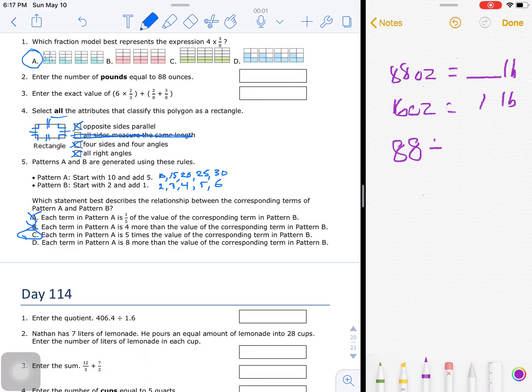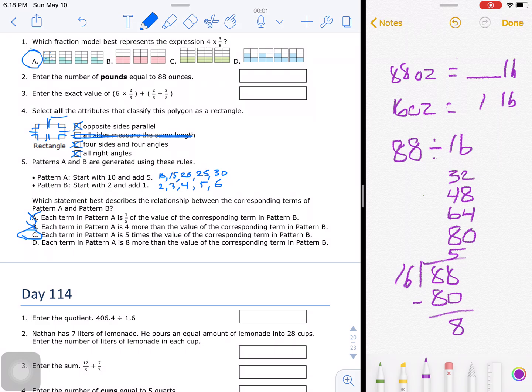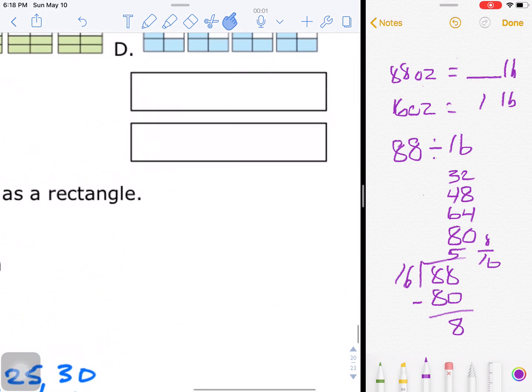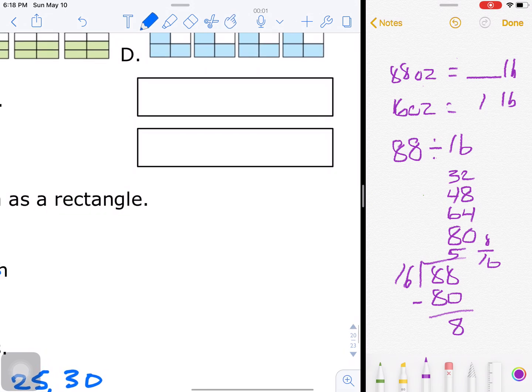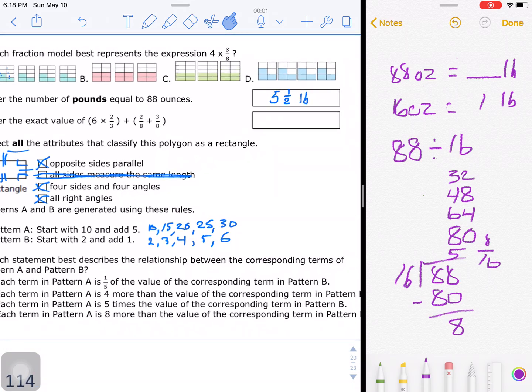88 divided by 16. Okay, so how many 16s go into 88? Well, let's count by 16s. 32, 48, 64, 80, and 96. That'd be too high. So how many 16s go into 88? Well, we see 5, right? 5 times 16 is 80. And we have 8 left over, so we're going to have 5 and 8/16, which, if we simplify that, 8/16 is the same as 1/2. So we have 5 and 1/2 pounds. So 88 ounces is the same as 5 and 1/2 pounds.